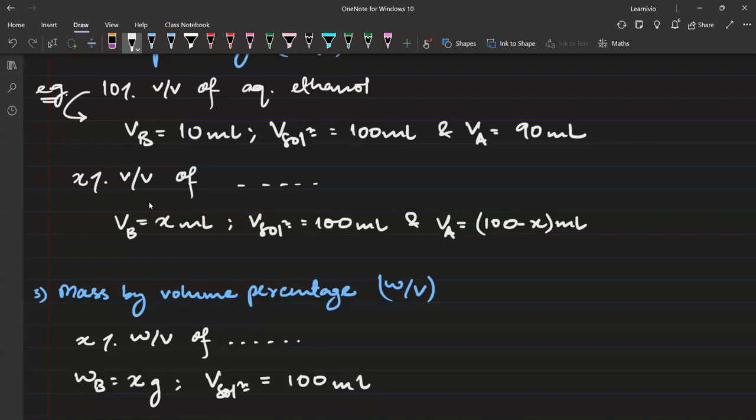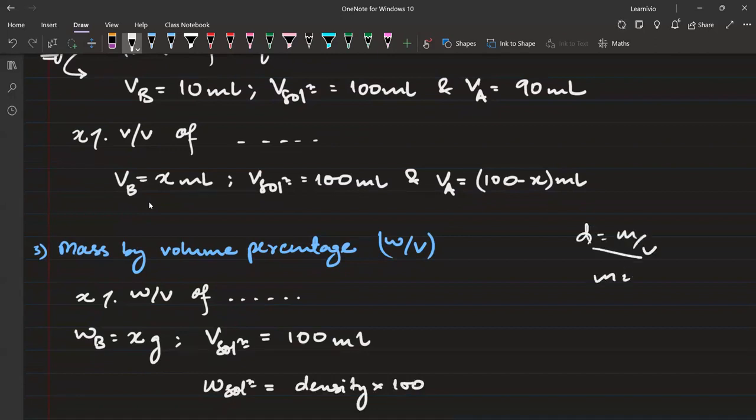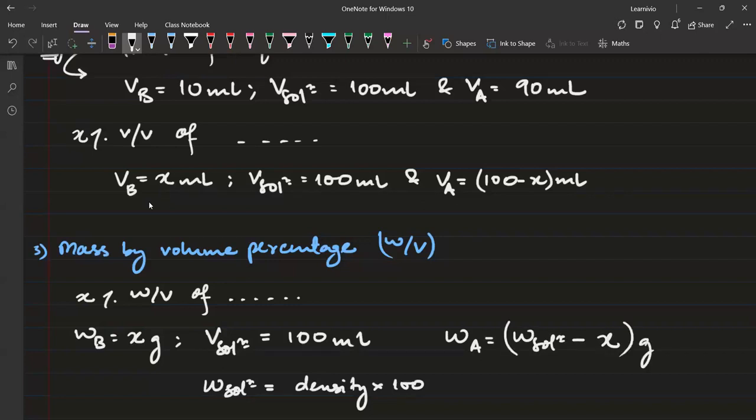But if you have been given the density, let us suppose density has been given, we can write the mass of solution will be equal to how much? Density of solution into 100, because it is 100 ml, and density is equal to what? Mass by volume. So mass will be equal to d into v. So volume into density will give you the mass. And once you have got the mass of solution, then you can calculate the mass of solvent also, which will be equal to mass of solution minus x grams.